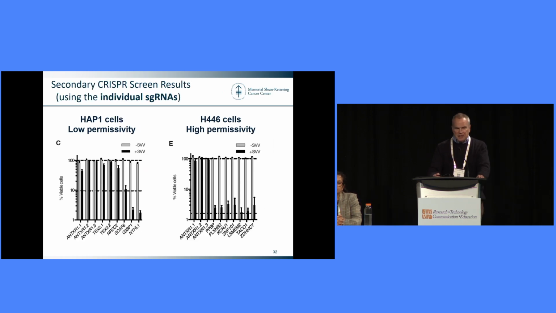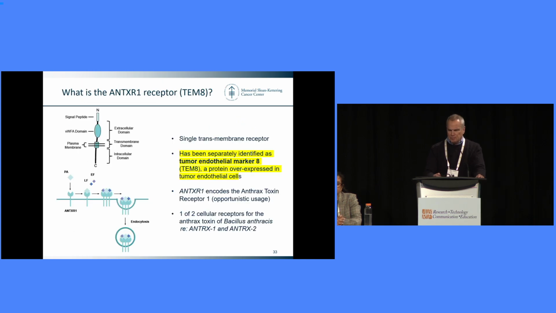So now we did a secondary screen taking individual guides targeting ANTXR1, and in fact, we concluded that it certainly was ANTXR1. What is that protein? So it's a single transmembrane receptor. Importantly, previously, it had been identified as tumor endothelial marker 8, or TEM8, which is overexpressed in tumor endothelial cells.